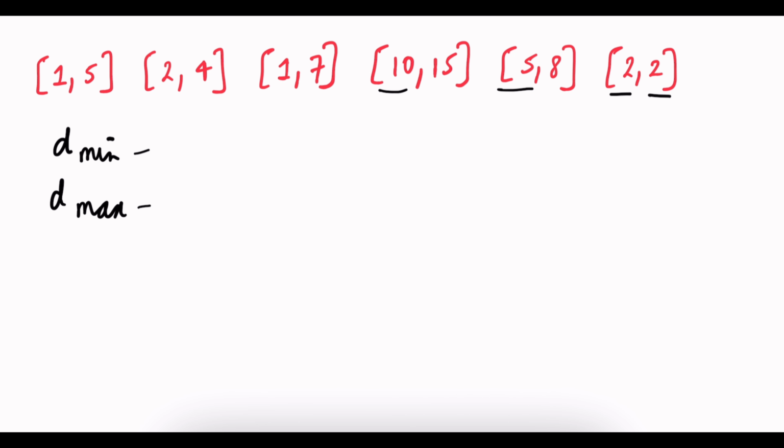To find the value of d minimum, we have to iterate over all the events and find the minimum value of start days. So we have to find the minimum value among this start day 1, this 2, and all the way to this value 2. And for d maximum, we have to find the maximum value of end days. So we have to find the maximum among this value 5, 4, and all the way till this value 2. So if we do that, our d minimum is going to be equal to 1 and our d maximum is going to be equal to 15. So now we know the minimum value and maximum value of the days.